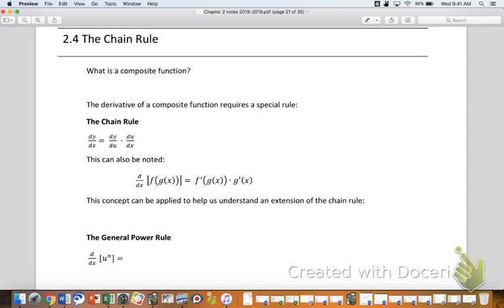So let's do this. I'll just put up here what we've done so far. We started off with the power rule. We learned that. And then we said, hey, there's also the product rule. We also said there's the quotient rule.